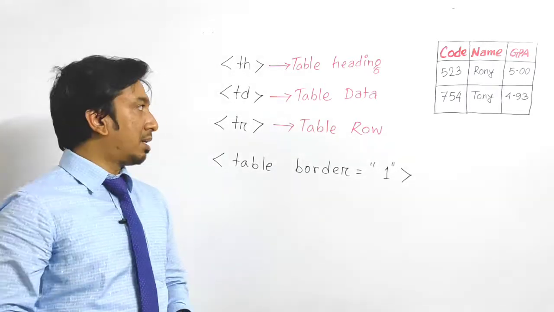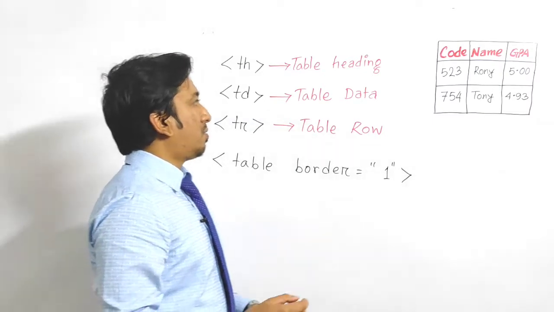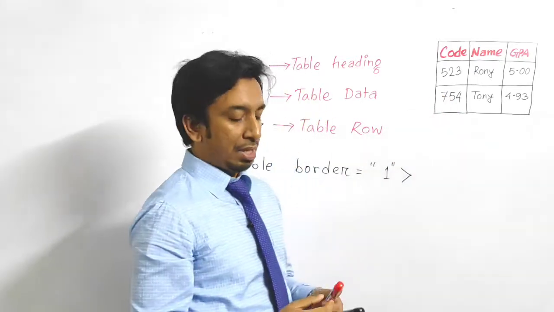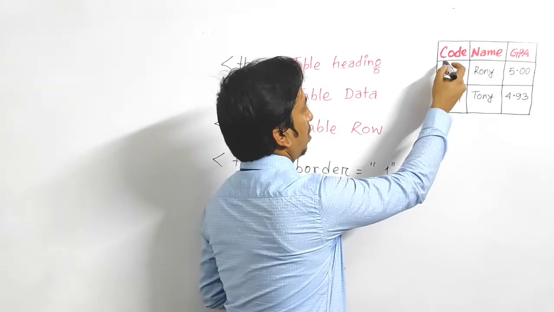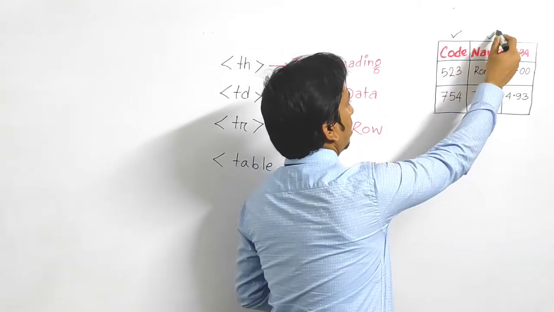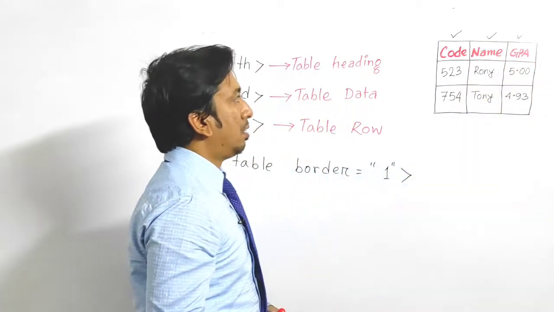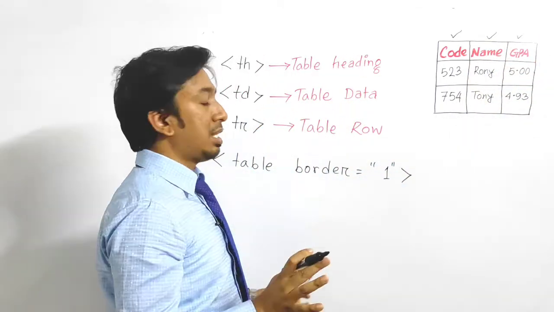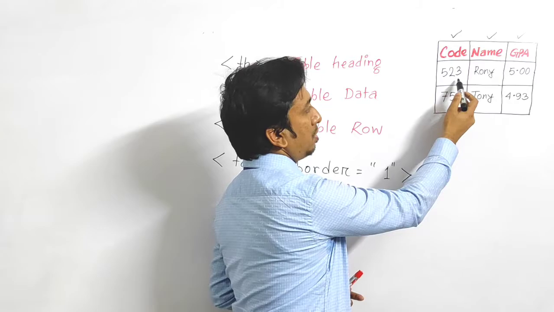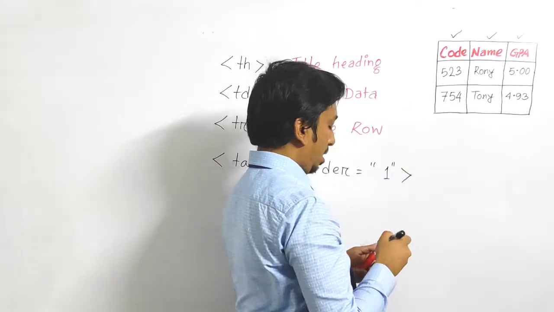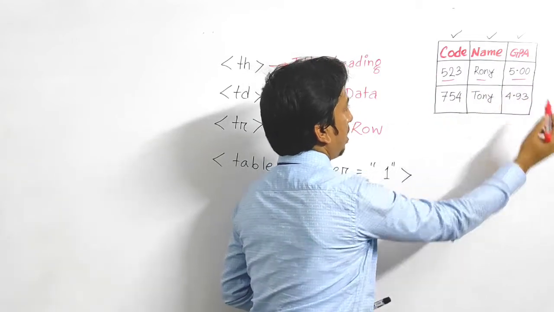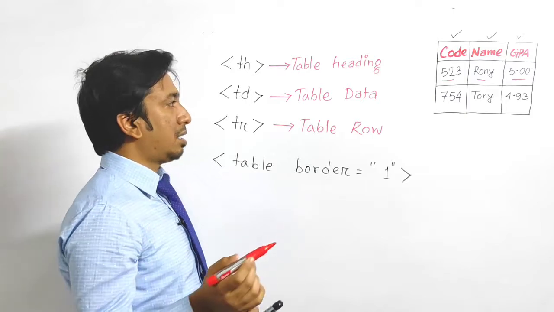So I think it's very clear for you. Here you can see code, then name and also GPA. So here, my students, this one, code, is th for bold, and again name and GPA. Code, name, GPA, all are th, table heading. And here you can see 523, then Ronnie, and then GPA 5. See here, 523 Ronnie and GPA 5, all are data, table data.